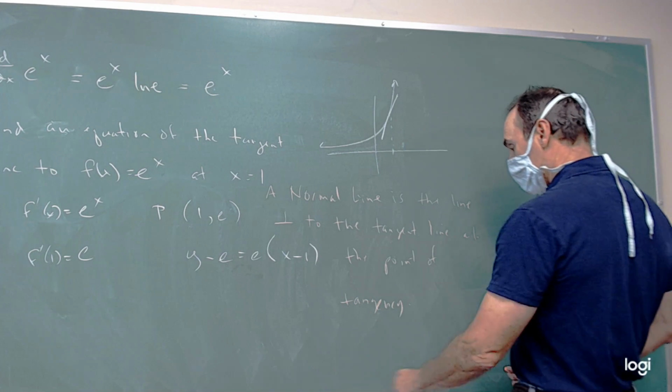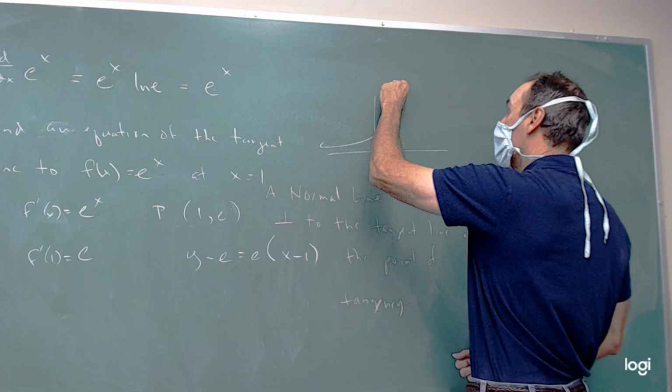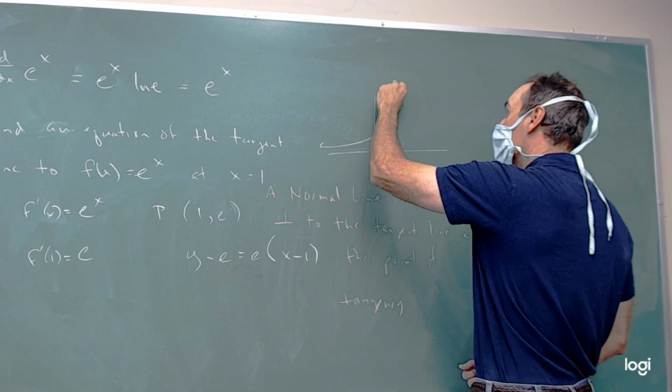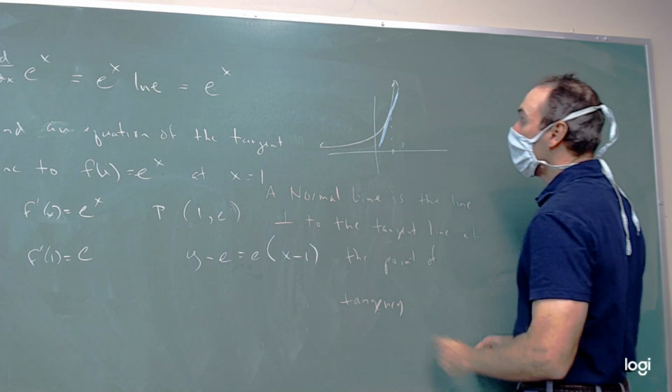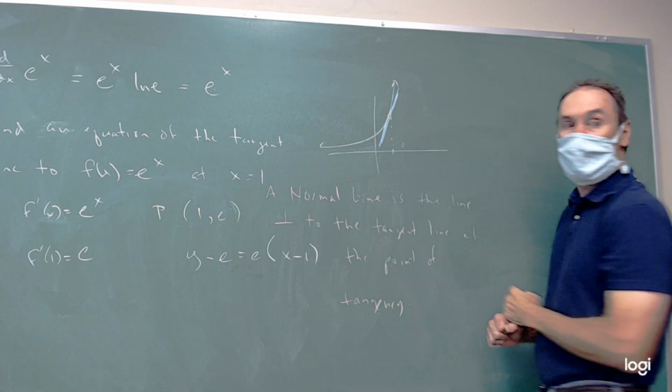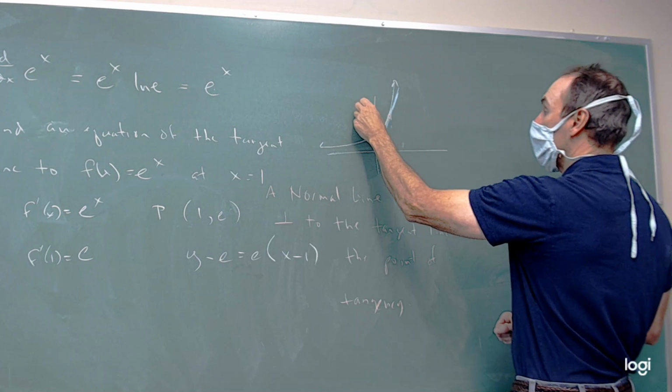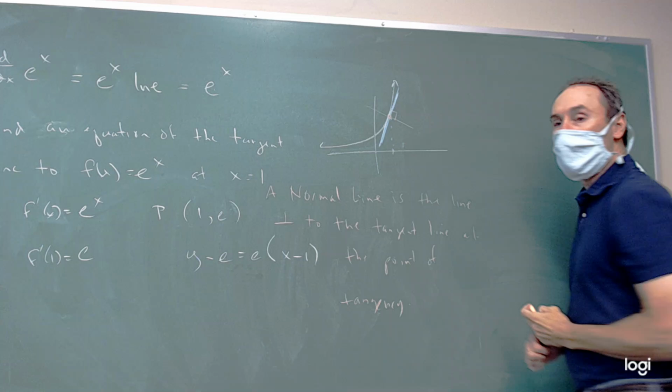So in our scheme here, I'm going to draw the tangent line as blue. And the normal line is going to contain that same point, but it'll be perpendicular to the tangent line.